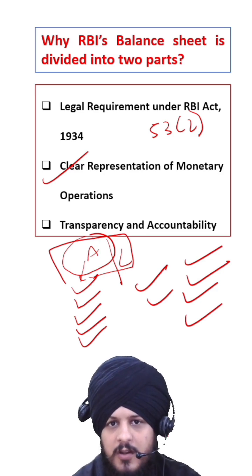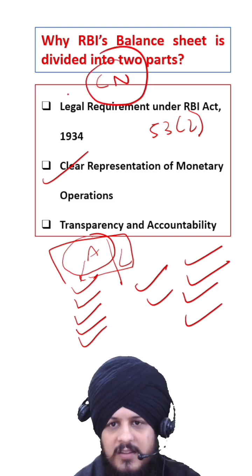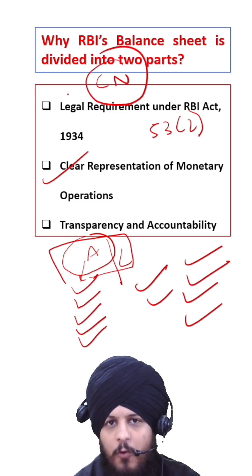Now the homework question. Tell me, the currency notes that are issued by the RBI, which category do they fall under? Assets or liabilities? And you can also mention why.